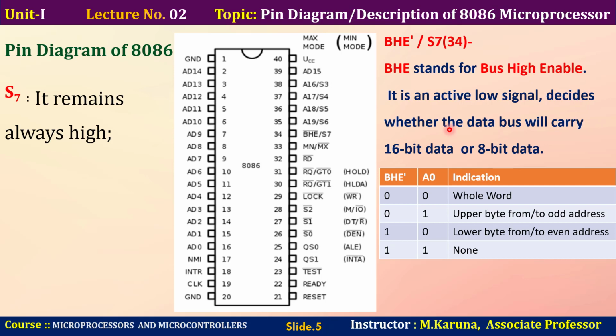Next, coming to the ALE, address/enable. Active high signal, INTA is active low signal. So active high signal address/enable, it is generated each time the processor begins any operation. And also it indicates the availability of valid address on the address data lines.